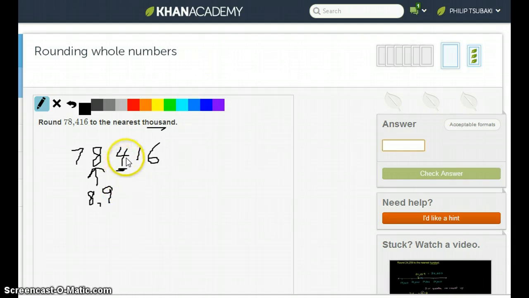Since it's below 5, we know that we're going to choose the lower of these two numbers. So the first number stays 7. Then between 8 and 9, it's going to be 8 because 4 is less than 5. And then the rest, we keep as 0. So the 416 becomes 0, the 8 stays 8, and the 7 stays 7. So the answer is 78,000.